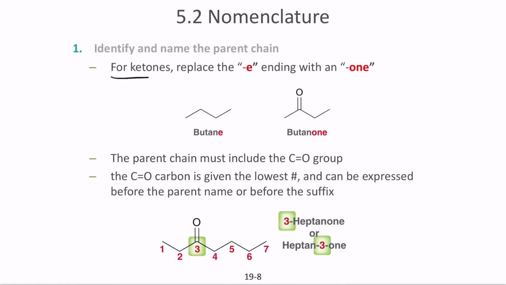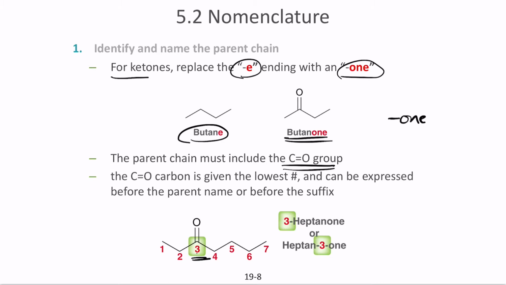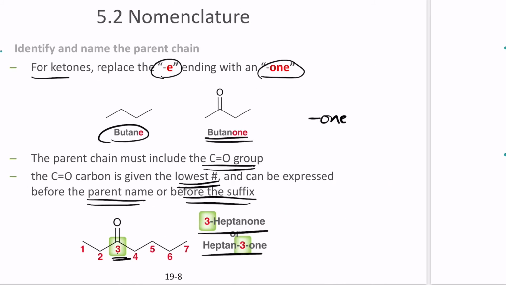Next, for ketones, replace the -e with -one. For example, if it's butane and one of the carbons has a double bond to oxygen, we name it butanone. So -one is for ketones, -al is for aldehydes, and -ol is for alcohols. The parent chain must include the C double bond O group, and we always give the carbonyl the smallest number possible. You can express the number before the parent chain or before the suffix, so you can write it as 3-heptanone or heptan-3-one. Whichever one is okay.